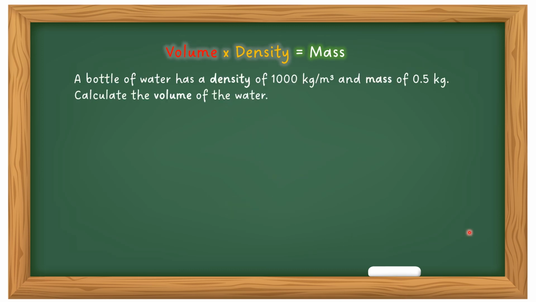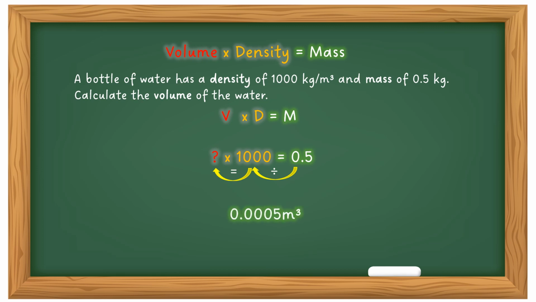Now let's look at volume using the same formula. Okay, so a bottle of water has a density of 1000 grams per meters cubed and a mass of 0.5 kilograms. Calculate the volume of the water. Okay, again, recreate the formula. Volume times density equals mass. Okay, and take the numbers and fit them in the part of the formula that fits. So you can see something, which is volume, multiplied by 1000 equals 0.5. And to work out that, you just do it in reverse. Okay, so it's 0.5 divided by 1000 gives you the answer, and the answer is 0.0005 meters cubed.